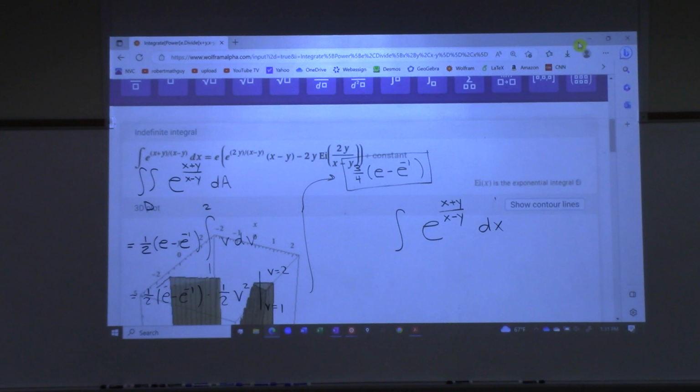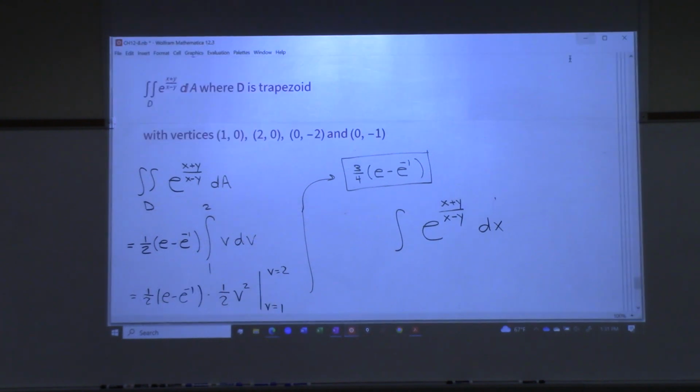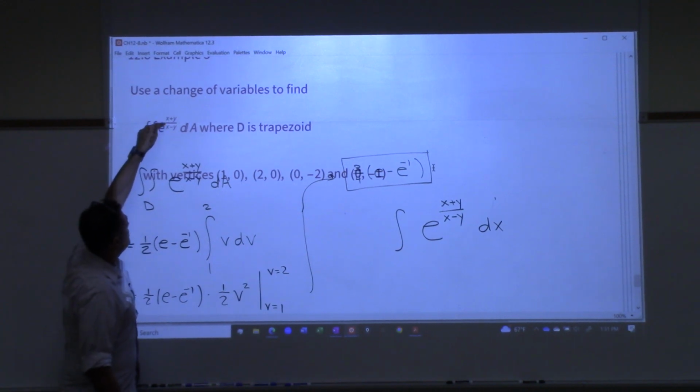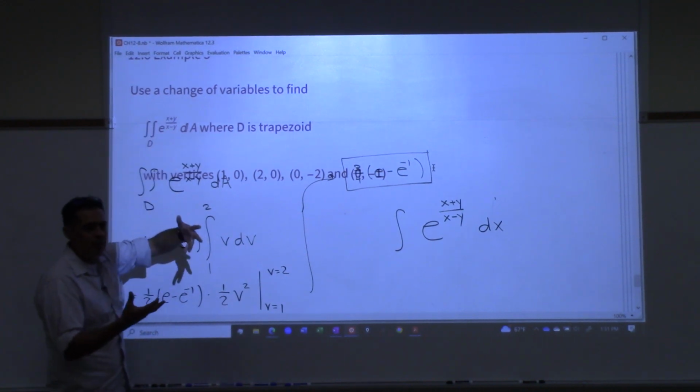Yeah, so that's the moral of the story there: you got to try something, right? And so I picked something u and v, to separate the variables from one another, and they were linear transformations.